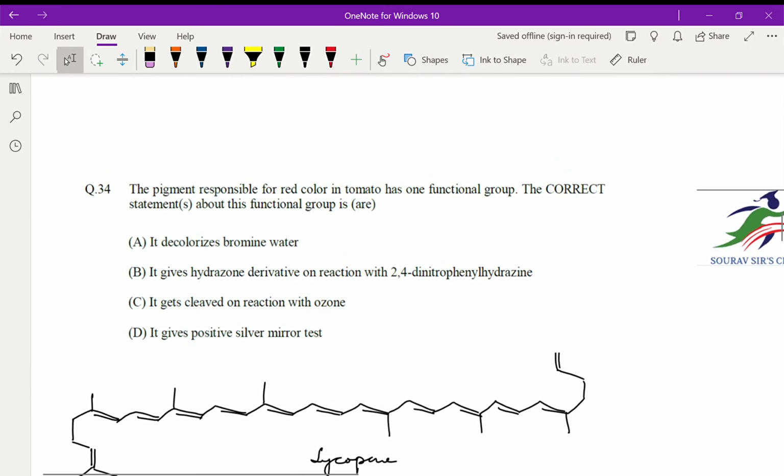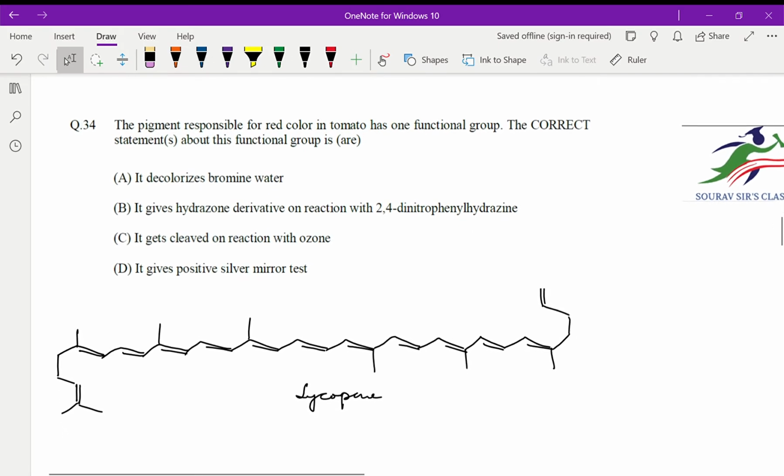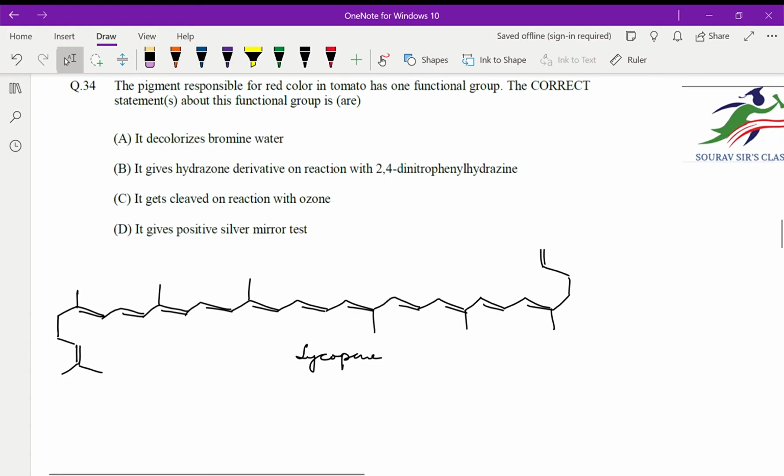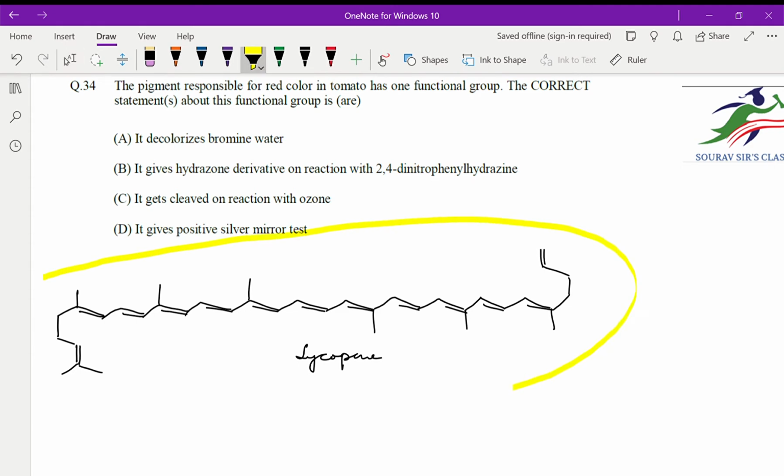So now here the question is, the pigment responsible for the red color in the tomato has one functional group. The correct statements about this functional group are. So this is your lycopene, okay? This molecule out here that you see is your lycopene. Now if you see the functionality present in the lycopene, obviously these are all alkene units present over here.